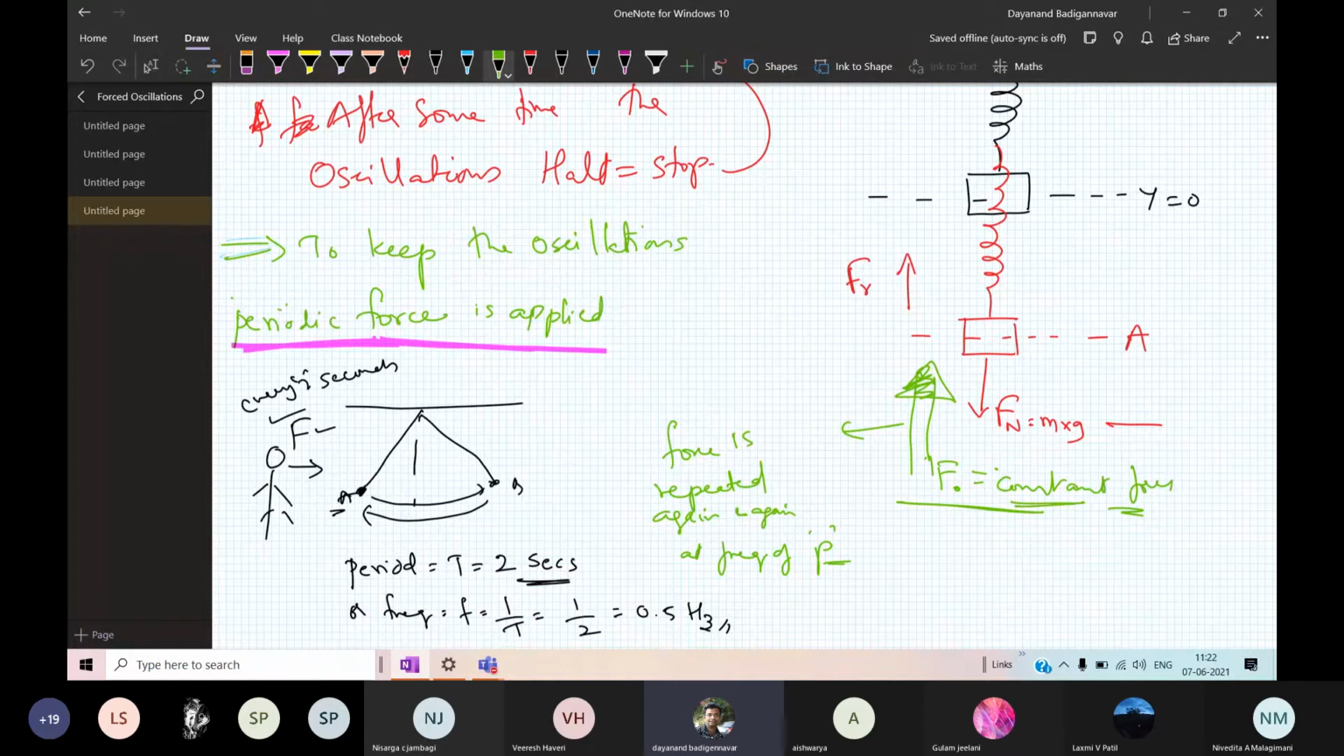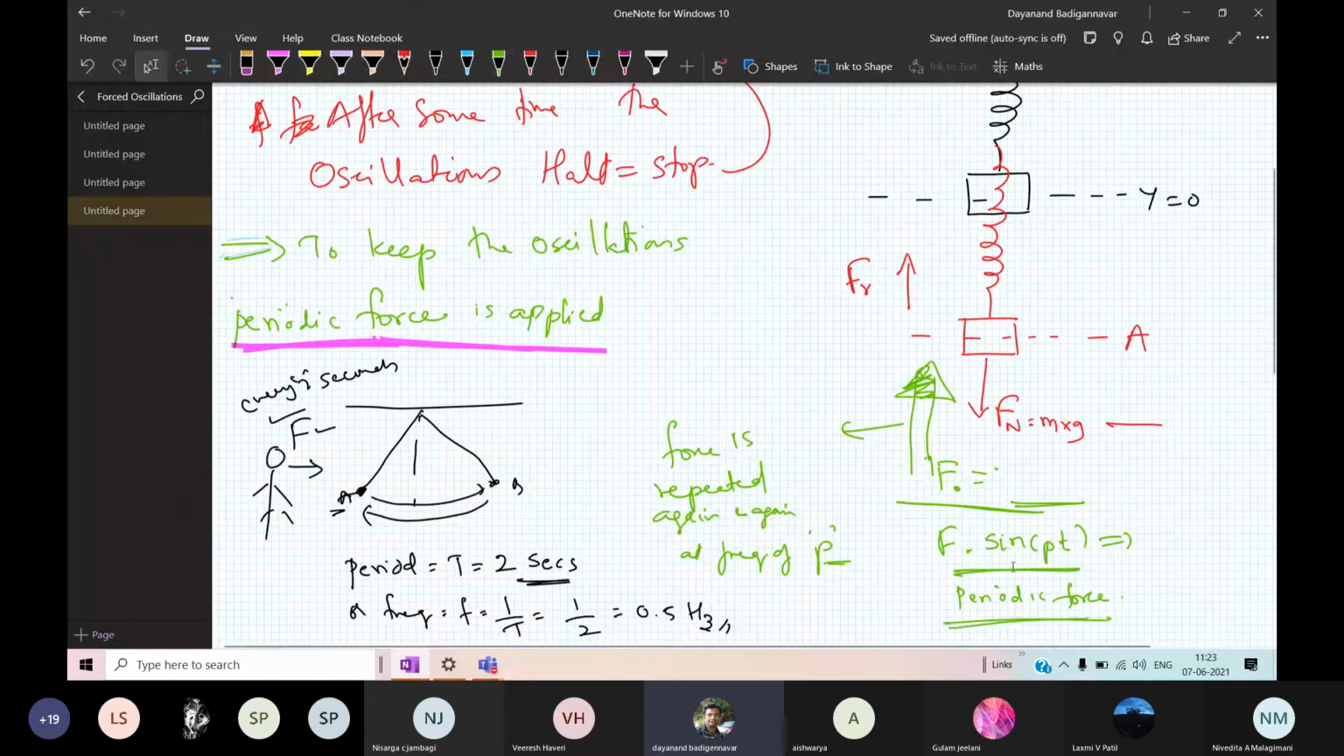To make it periodic, you have to multiply this force with some periodic function. What is the periodic function? It is sine of pt. You are getting the point? So this is the applied force which is periodic. Therefore, I can write this as periodic force. Okay, this is called the periodic force.